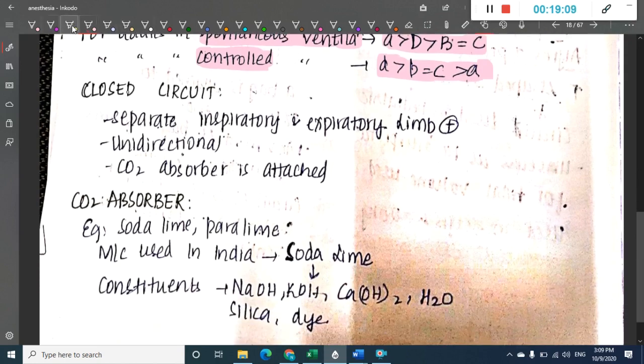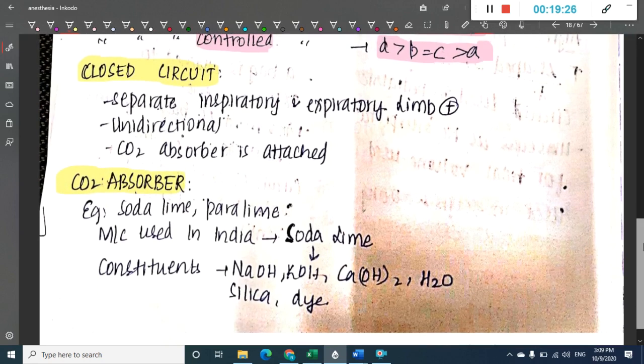Next, if you see the closed circuit, for the closed circuit we have separate limbs for inspiration and expiration, unidirectional, and we have a carbon dioxide absorber. I have already told you. So first we will see the carbon dioxide absorber. What is there in the carbon dioxide absorber?